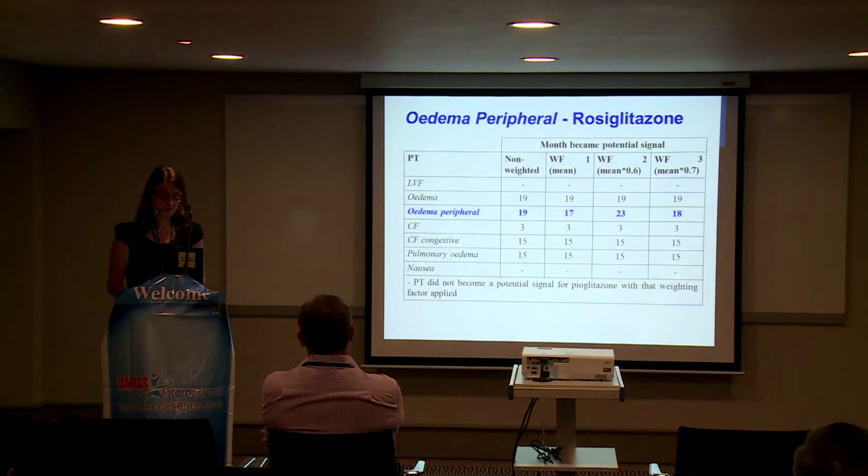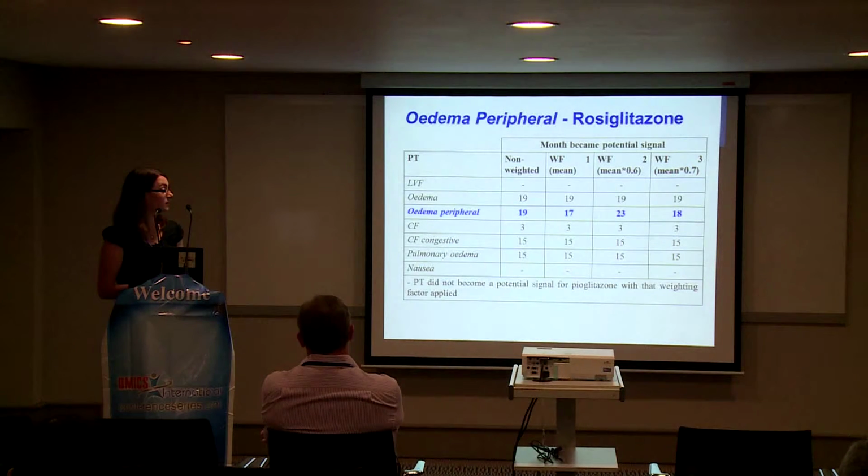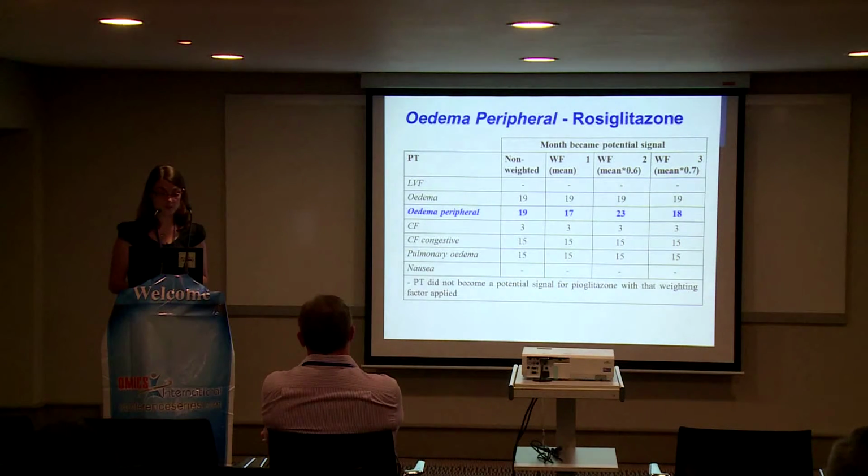And then for the same term with rosiglitazone, non-weighted, it was a signal at month 19. With weight 1, it became a signal at month 17, and weight 3, it was month 18. So it was earlier, but again, there's some fine-tuning that could be done with the weight. And then weight 2, again, it became later.